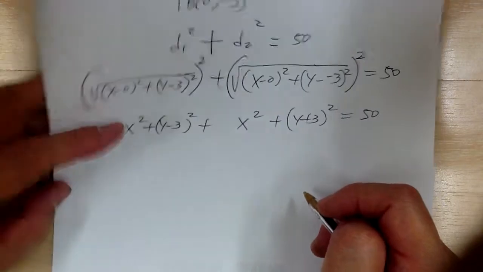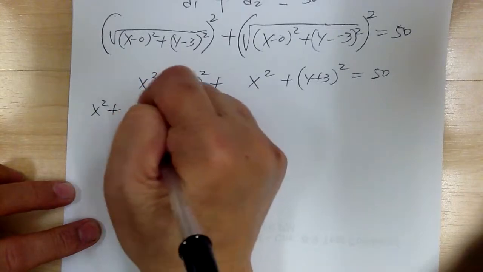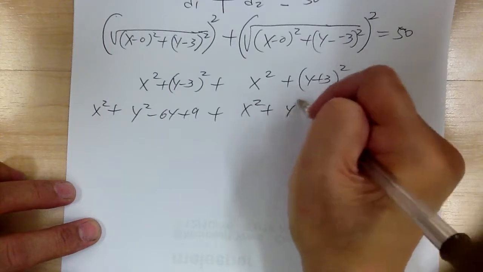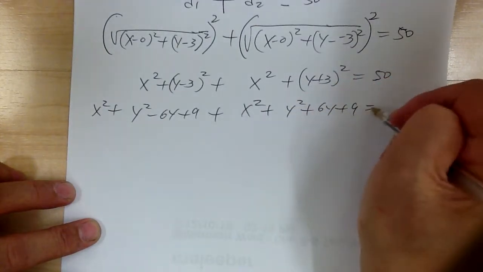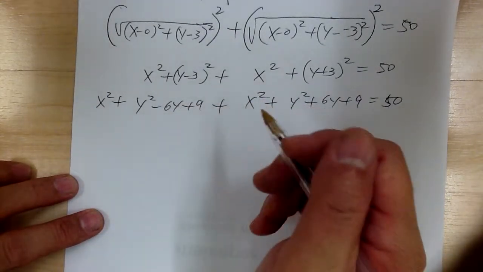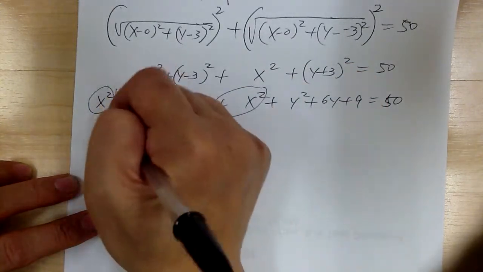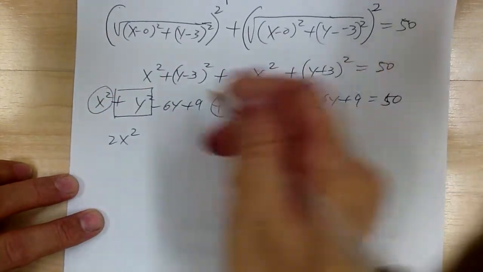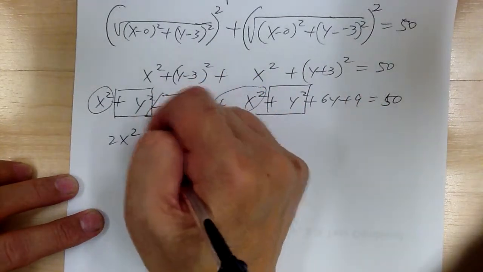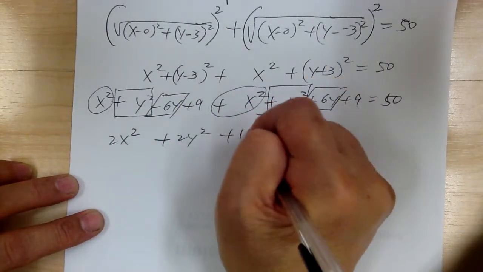So all you have to do is go ahead and multiply everything out. So you get x squared plus, when you square that, you get y squared minus 6y plus 9. This one, when you square, you get y squared plus 6y plus 9. Then from here, you can combine the like terms, so collect your terms. So x squared and x squared will give you 2x squared. The y squared will give me plus 2y squared. The minus 6y plus 6y will cancel out, and the 9 and 9 will give me 18.